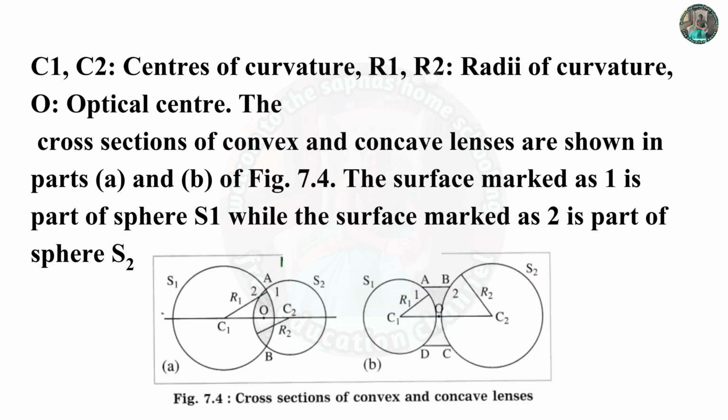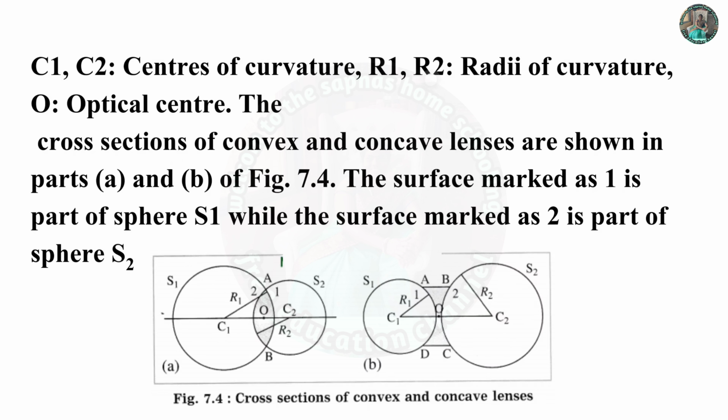O ऑप्टिकल सेंटर. The cross section of convex and concave lenses are shown in part A and B of figure 7.4. The surface marked as 1 is part of sphere S1 while the surface marked as 2 is part of sphere S2.